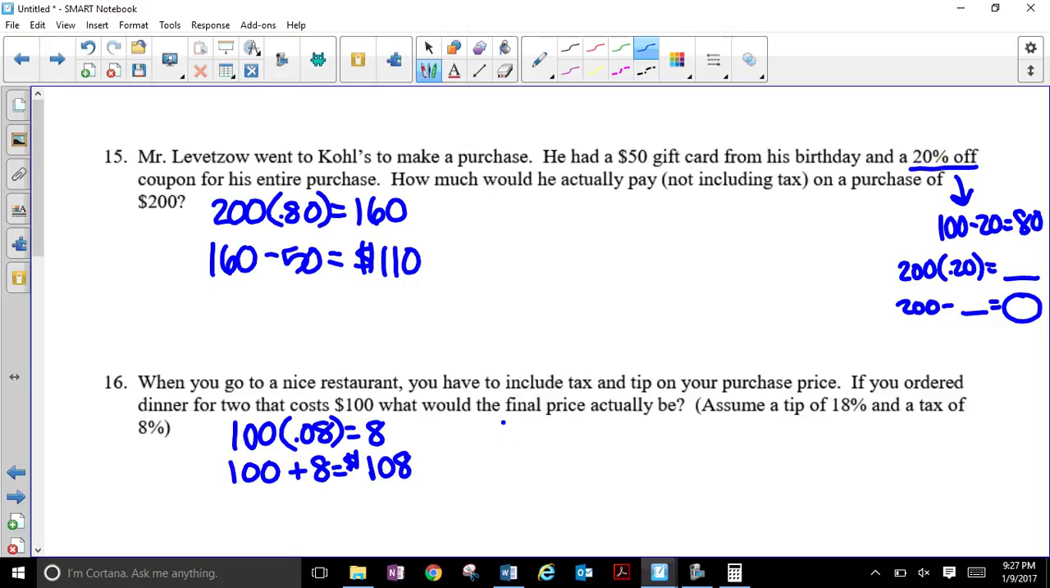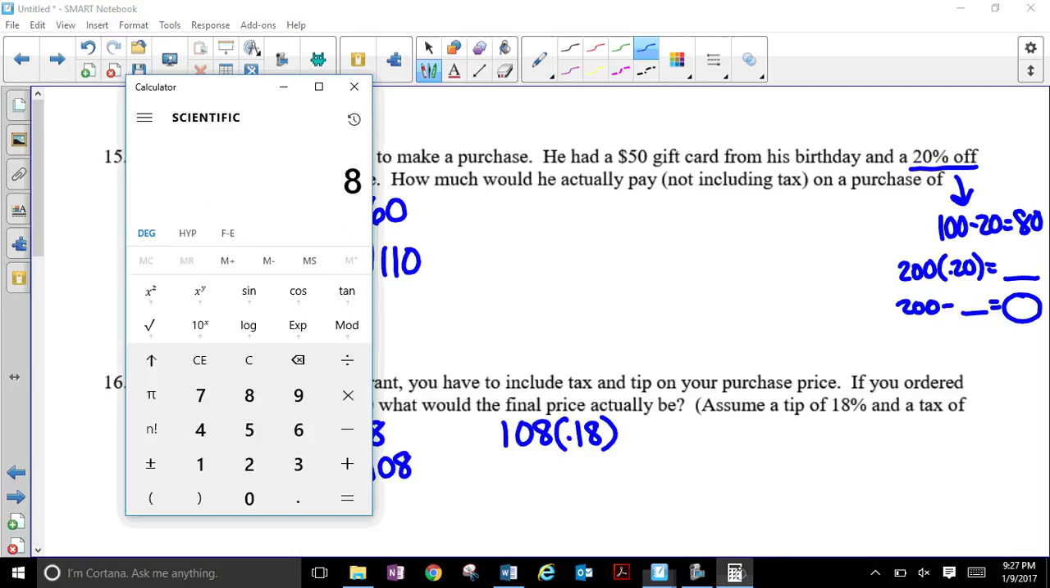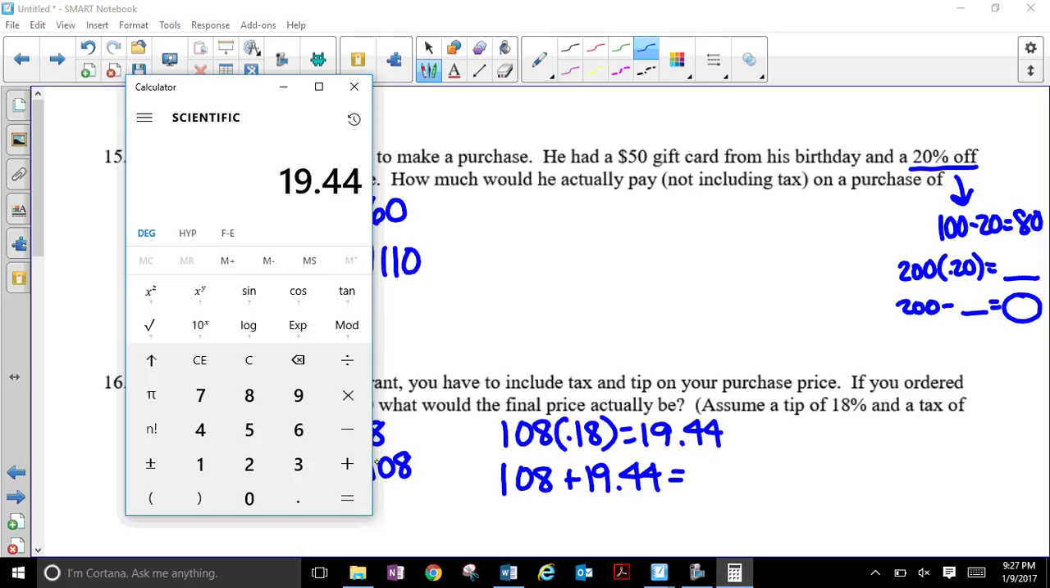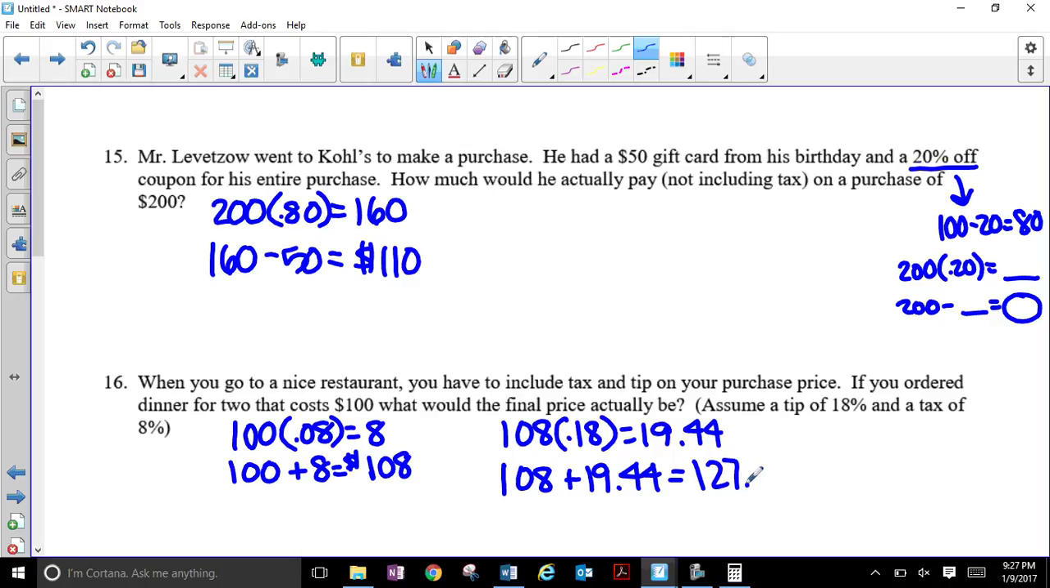Now we're going to take that 108 and apply the tip. So you can do 108 times 0.18. That's a $19.44 tip. And so that means the person's going to end up paying 108 plus the $19.44. So that gives you 127.44. That's your total price, with the tax added and then your tip added onto that.